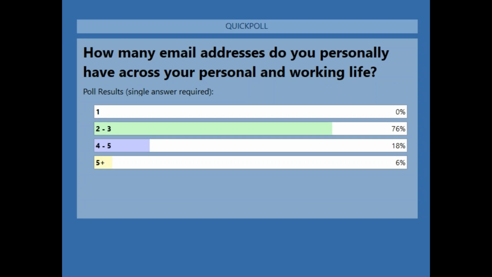Okay, so as you can see on screen there, the question was, how many email addresses do you personally have across your personal and working life? We've had 0% say one, unsurprisingly. 76% of everyone here today has admitted to having 2 to 3 emails. 18% have 4 to 5, and then there's 6% who have 5 or more. So yeah.